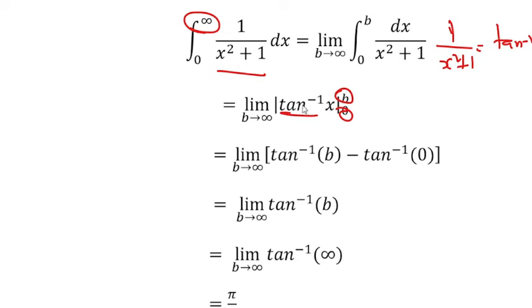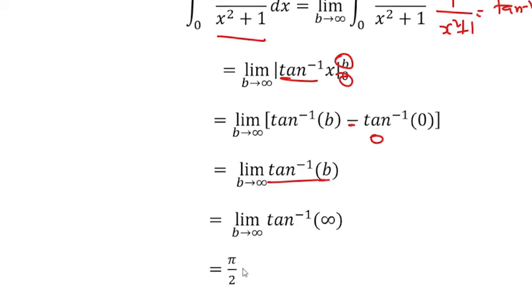So substituting b here, we have tan inverse of b minus tan inverse of 0. And tan inverse of 0 is 0. So tan inverse of b minus 0 is the same as tan inverse of b. So after getting to this place, we need to substitute the infinity into our result. So we are going to have tan inverse of infinity, and that gives us pi on 2, which is the same as 180 divided by 2, and that is 90.